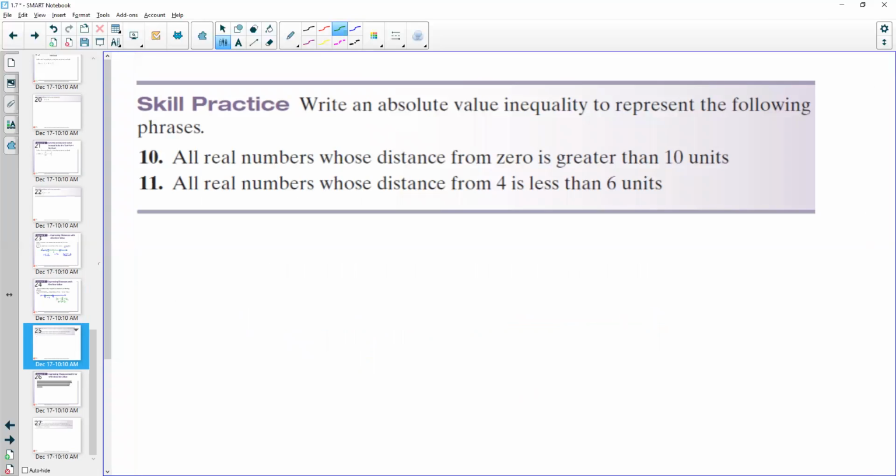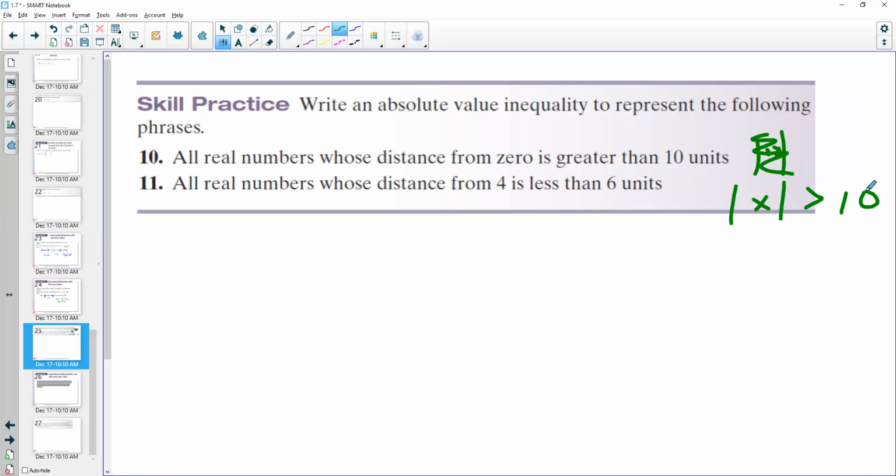Try another. All real numbers whose distance from 0 is greater than 10. It's just like the first one we did. Draw it, see what it looks like. What you should get is 10. Absolute value of x greater than 10.